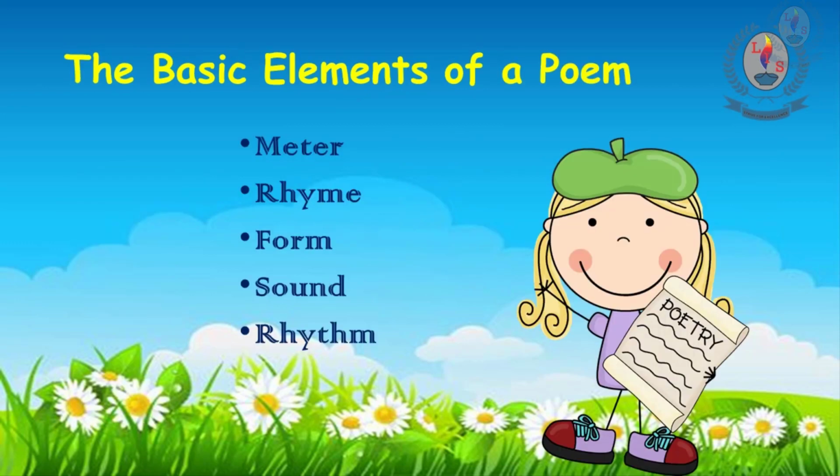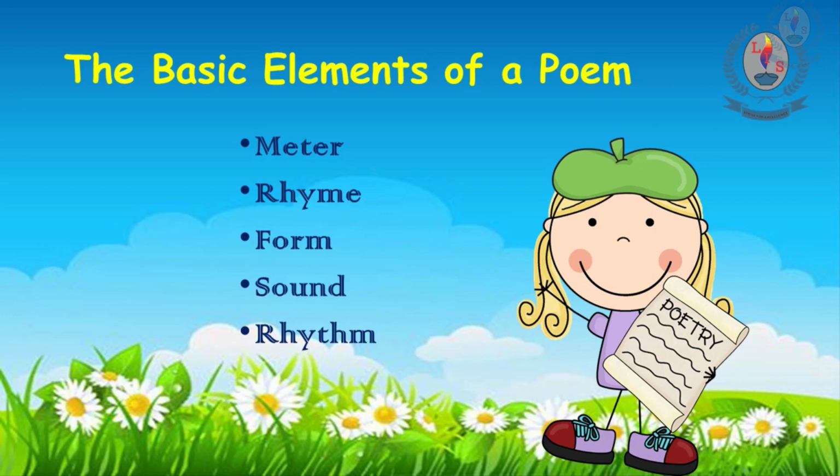Now we will see what the basic elements of a poem are. In an ordinary poem, you can find these elements. Here I have mentioned only 5 elements, but there are many elements that can be seen in an ordinary poem. Here I have mentioned meter, rhyme, form, sound and rhythm.